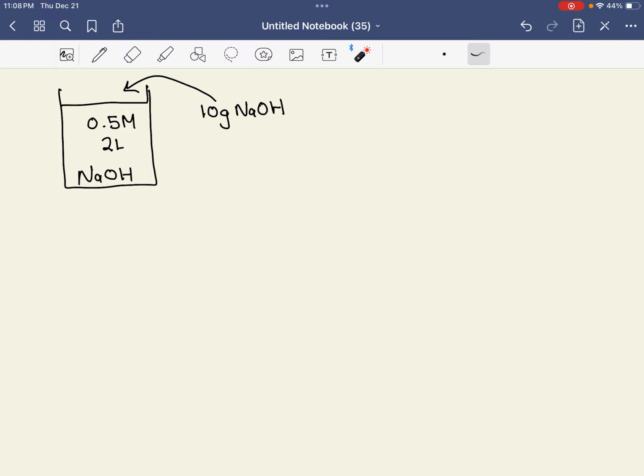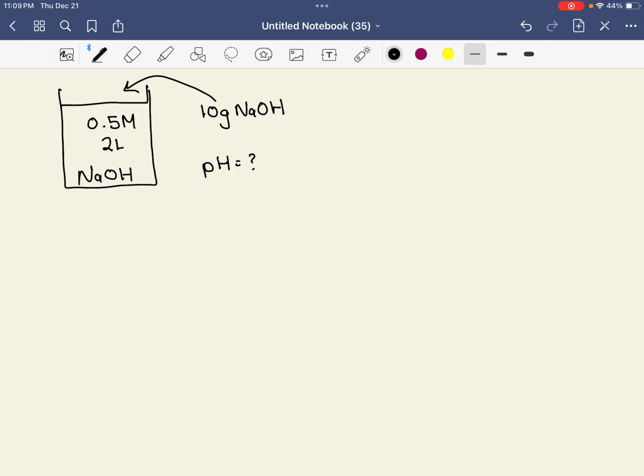I'm raising the pH, because this is a base. Remember, there's a difference between raising the pH of an acid, which means making it less acidic, but if you're raising the pH of a base, you're making it more basic. Kind of confusing sometimes, but you'll get the hang of it. So, my question is this. What is the pH after the addition of 10 grams of NaOH?